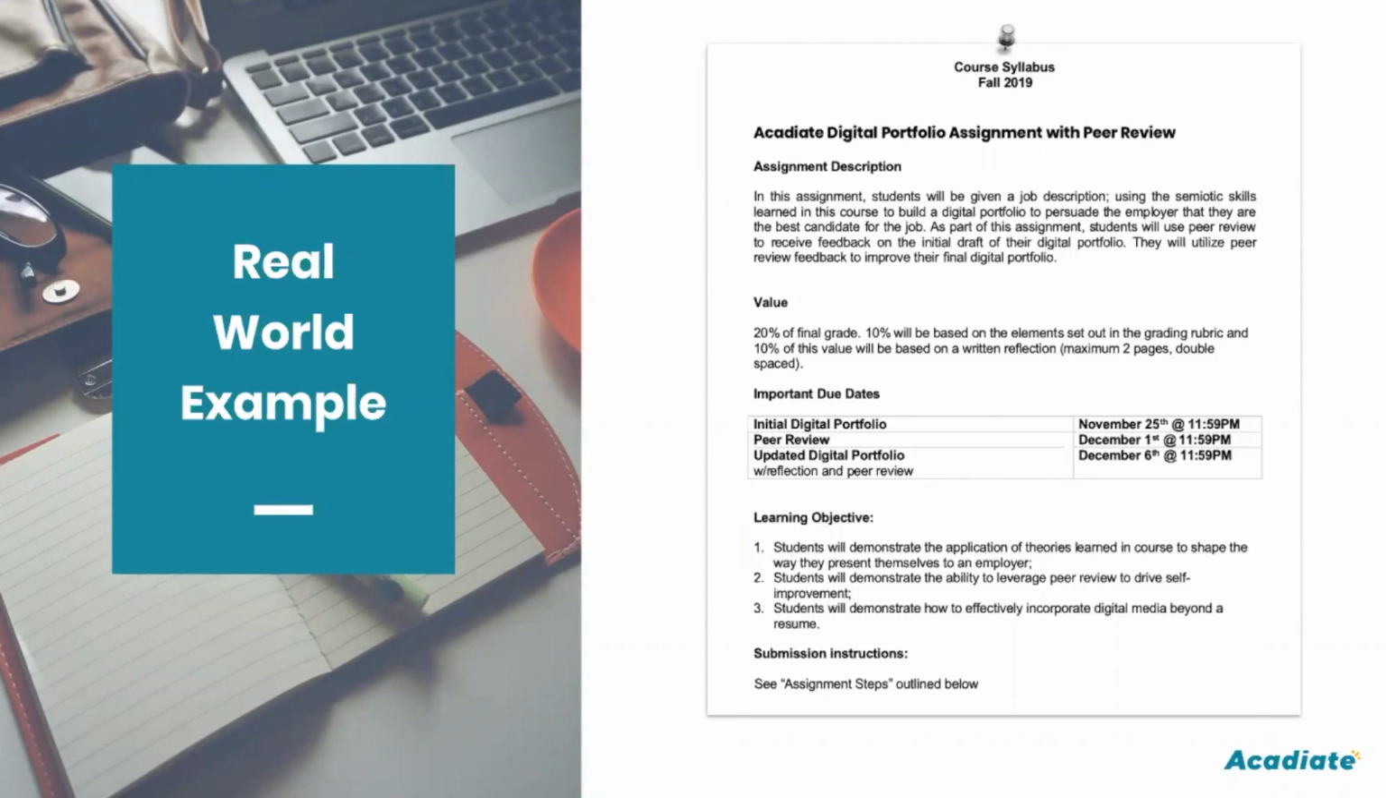The learning objectives here: students will demonstrate the application of theories learned in course to shape the way they represent themselves to employers, and students will demonstrate the ability to leverage peer review to drive self-improvement. So I just want to double down on that point, where one of the important things for this program wasn't that it was peer review for the sake of peer review. They wanted to make sure that students used peer review to an end so that they can see results and why we do peer review, which is the improvement. And they wanted to make sure that the way students were graded captured that aspect of it.